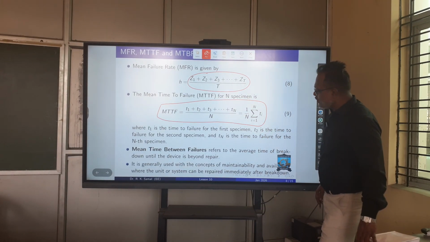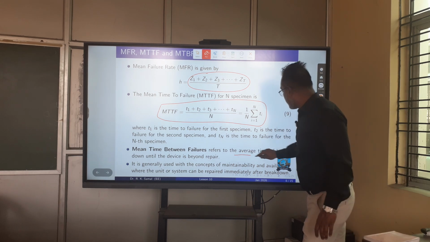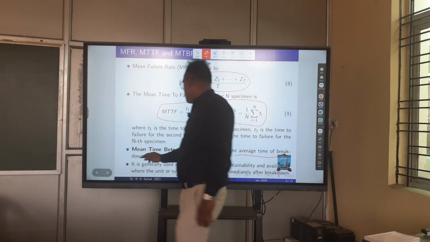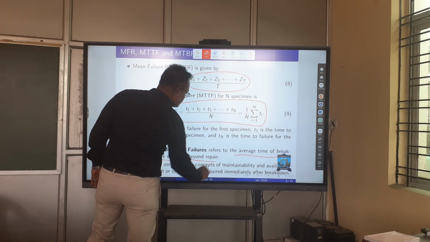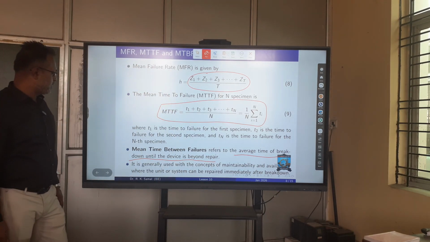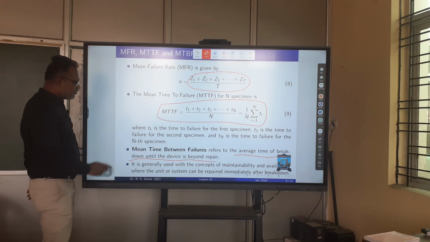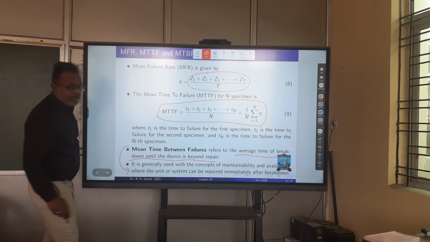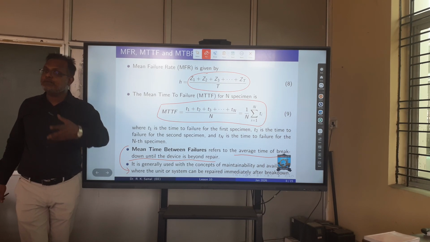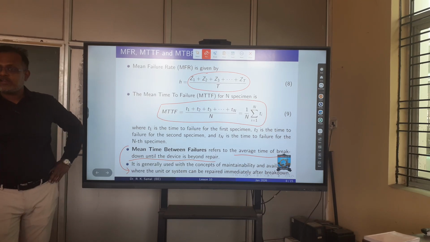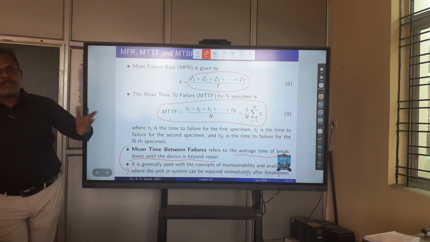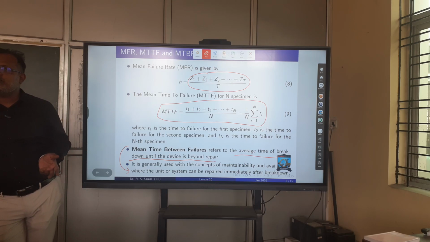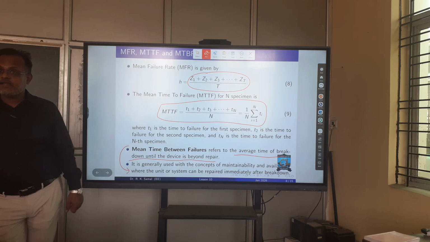What is mean time between failures? It refers to the average time of breakdown until the device is repaired. And mean time between failures is only used in case of repairable systems when you can immediately repair, just like generators. In our generator case, when the generator is out, we can simply go and repair something, suppose the fuel system or maybe something with the prime mover. If something is happening, we can put it back into service. So in that case, we can say it's repaired.